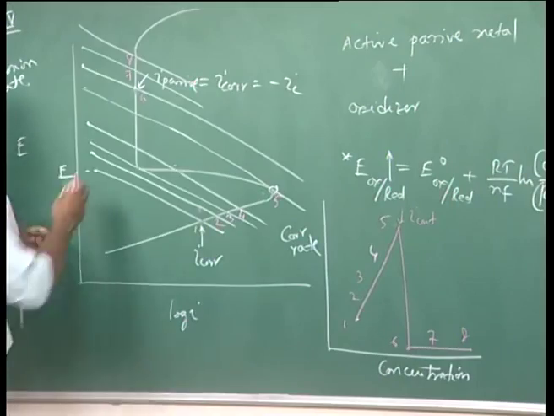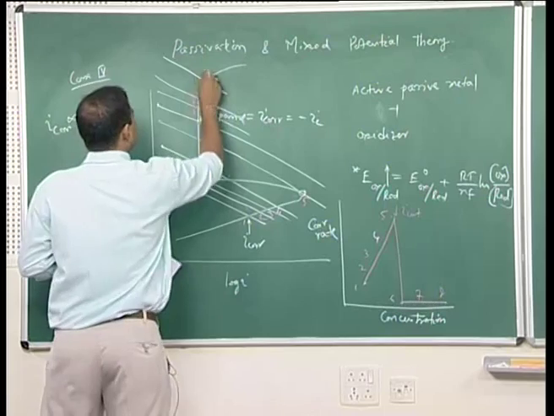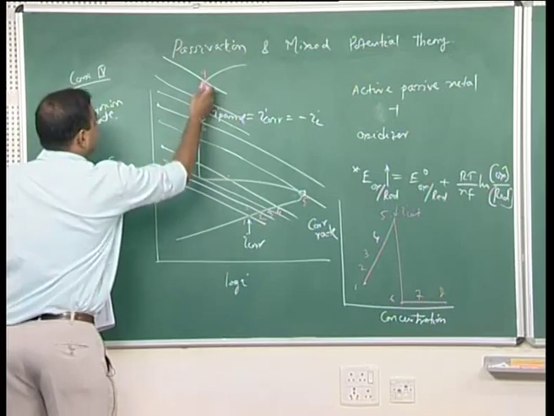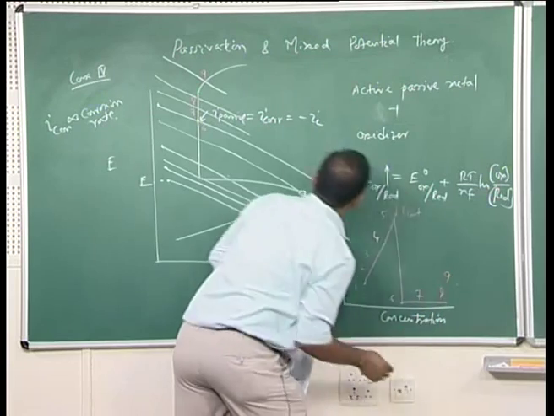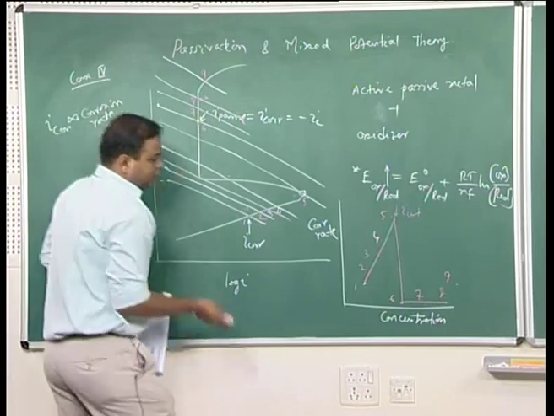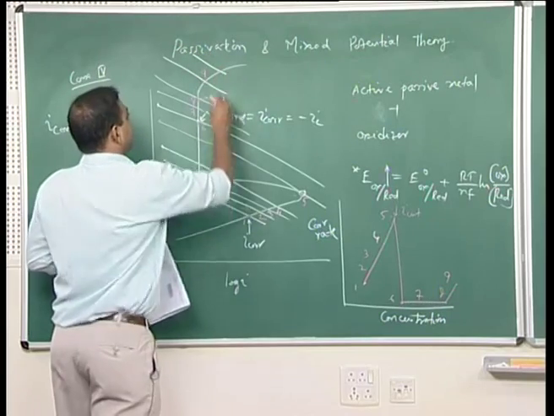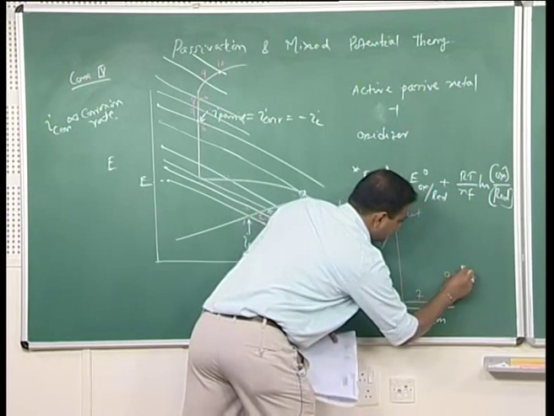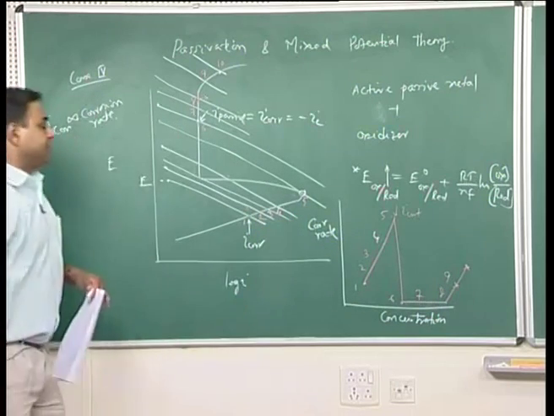Now, if you increase it further, let us say this is my 9th point where it cuts the anodic polarization line, I see that there is an increase in corrosion rate. From here to there my corrosion rate is increasing. Now, if I increase the concentration further, I will cut the line at the 10th point. So, this is the variation of corrosion rate.